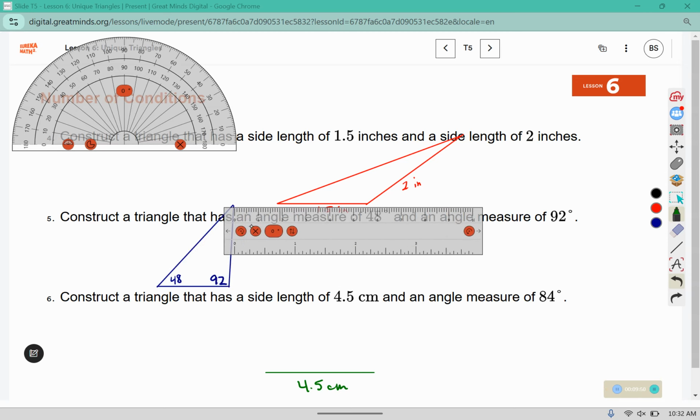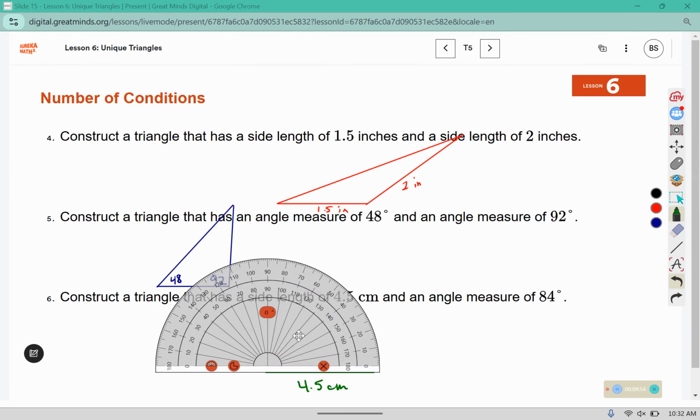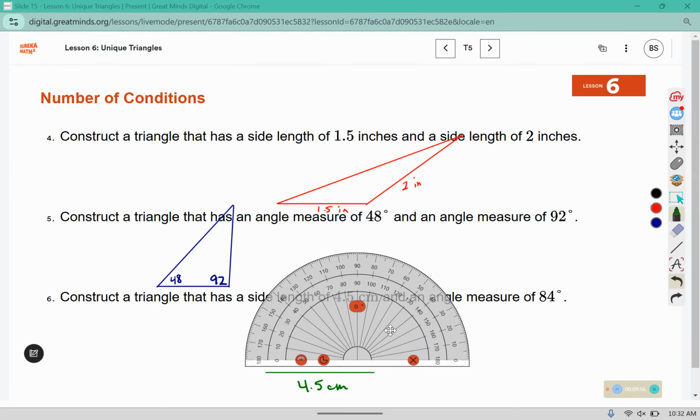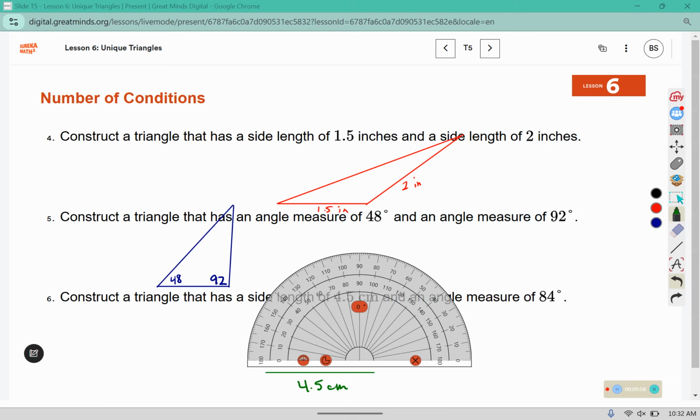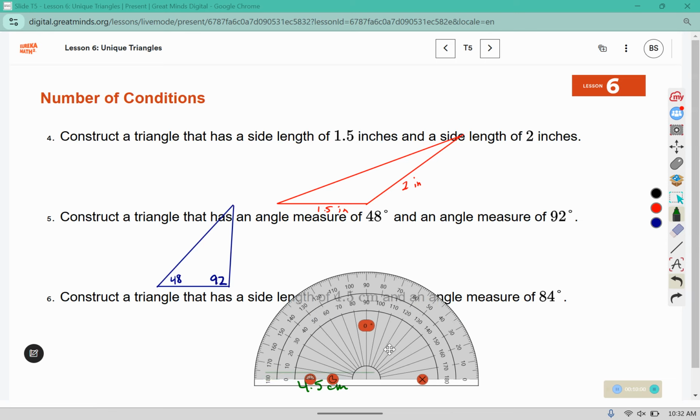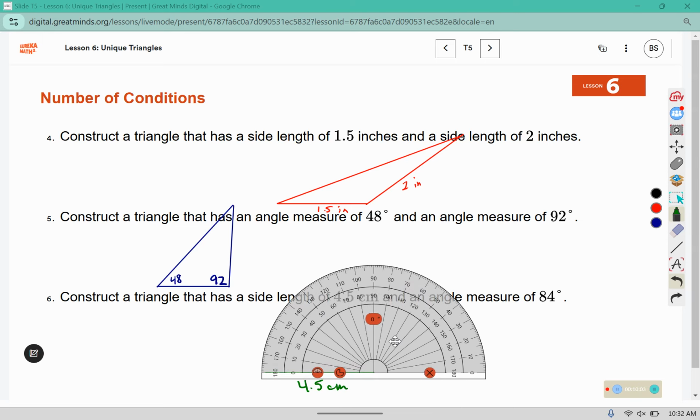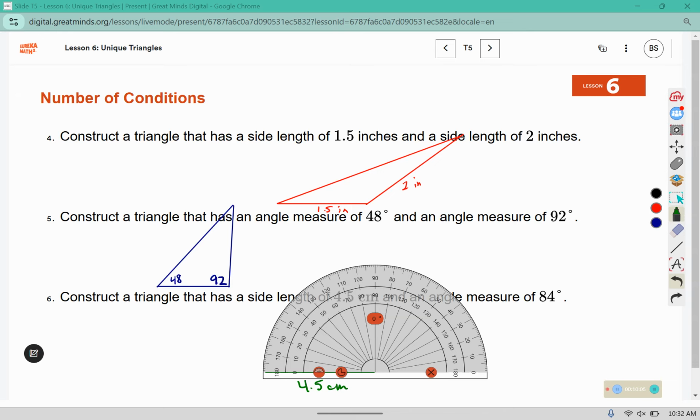And then we need an 84 degree angle. Depending on whether you choose the left or the right, it might look different, but you can use an 84 degree angle from either side. So we're going to line that up. You've got 10, 20, 30, 40, 50, 60, 70, 80, and then we need a little 4.